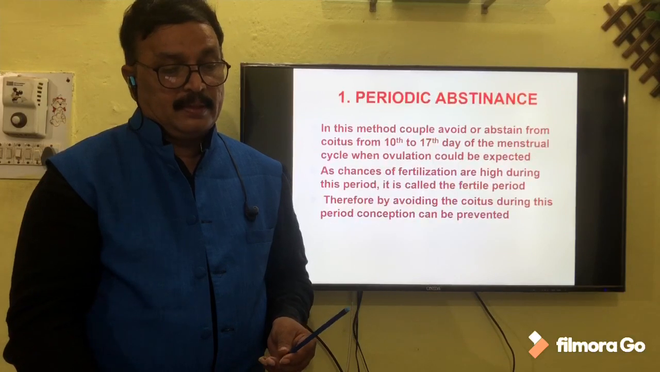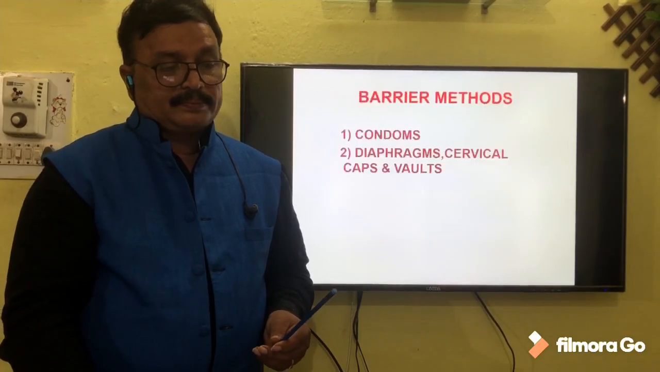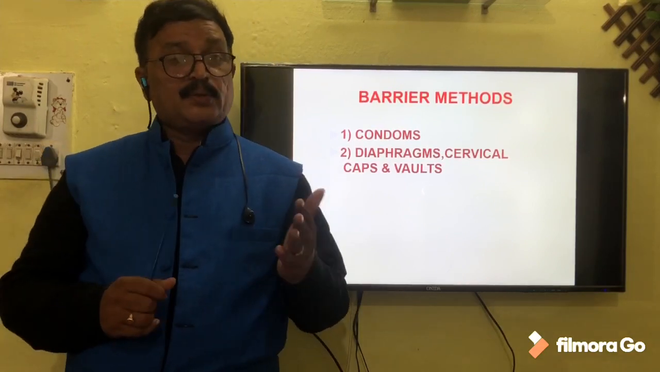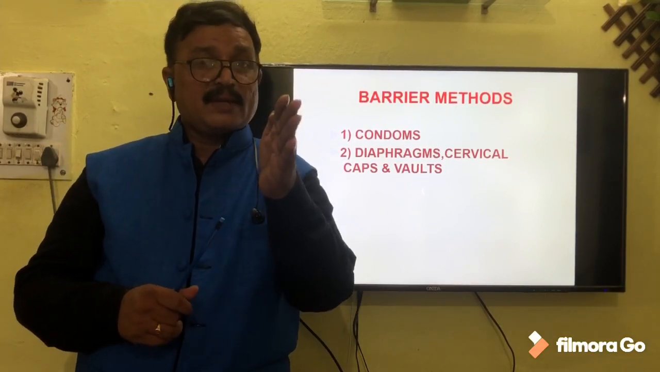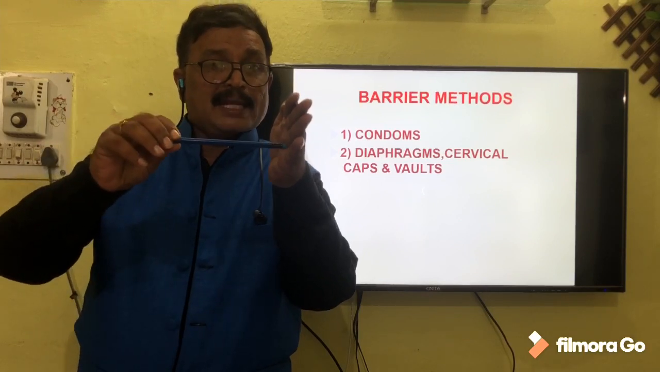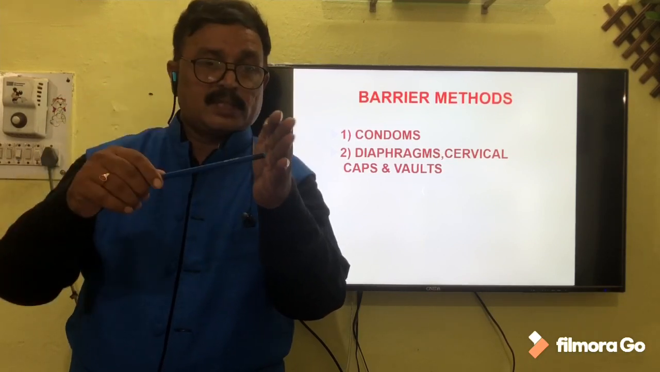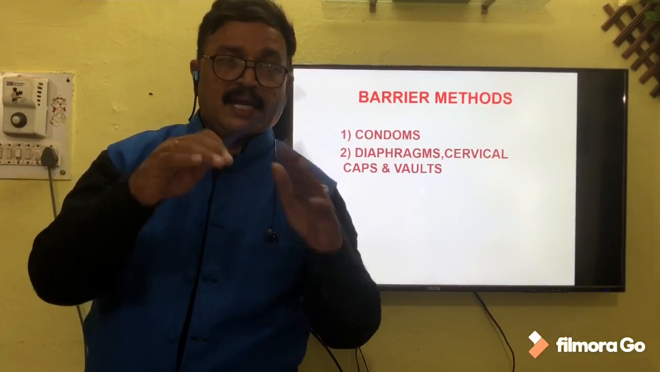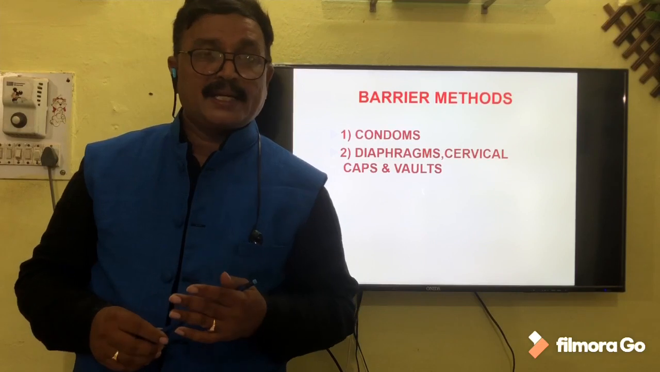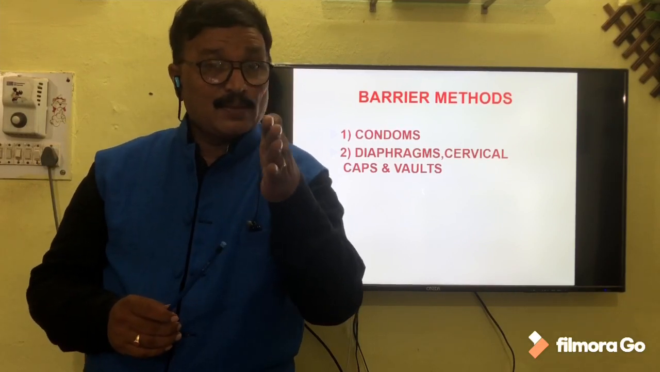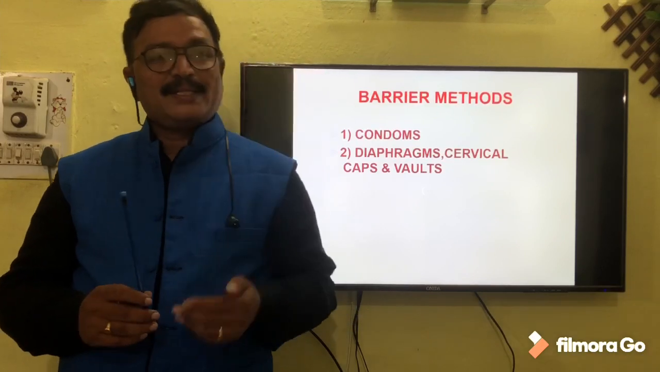Now, coming to the next one, barrier method. As I told you, some physical barrier we are arranging between male gamete and female gamete. Suppose there is no physical barrier, they may fuse with each other and fertilization occurs, leading to pregnancy. So what can we do? Some barrier we have to arrange. So that is the barrier method.